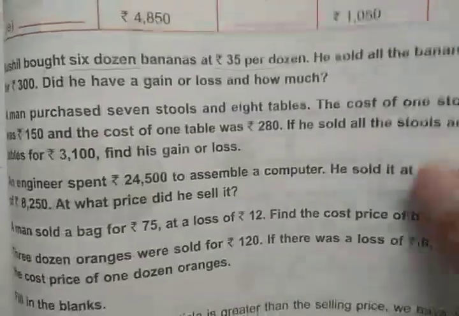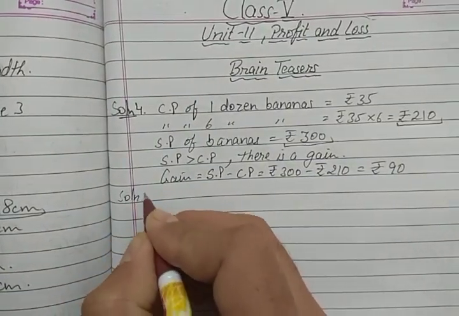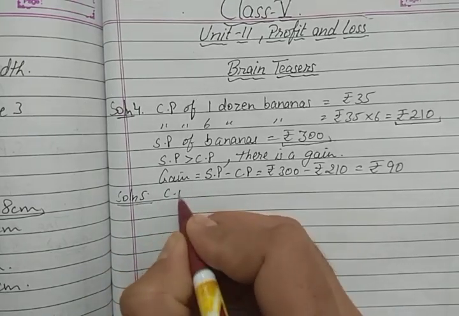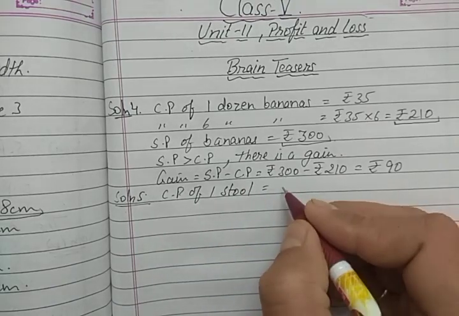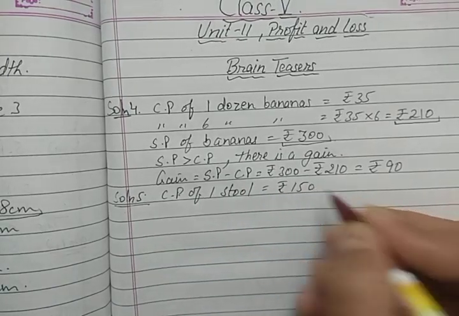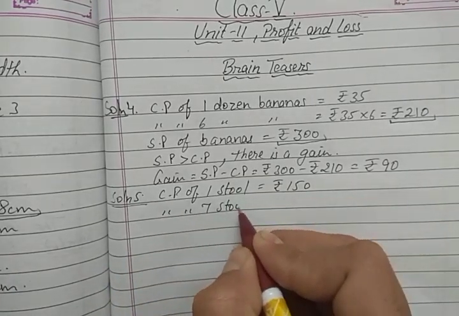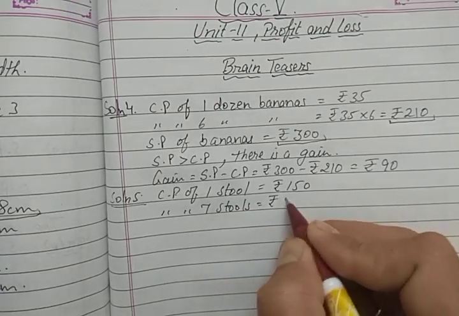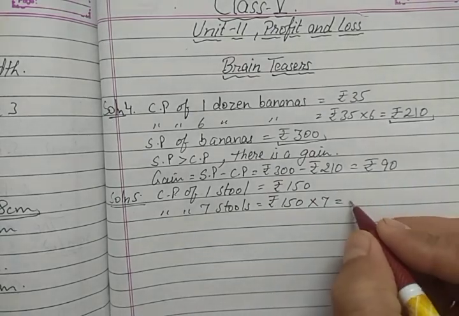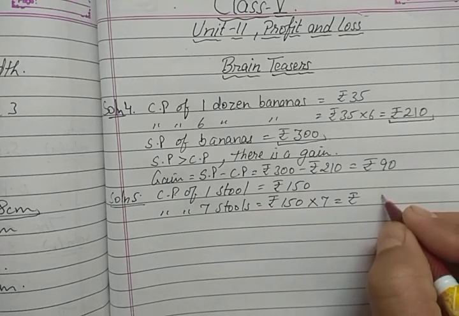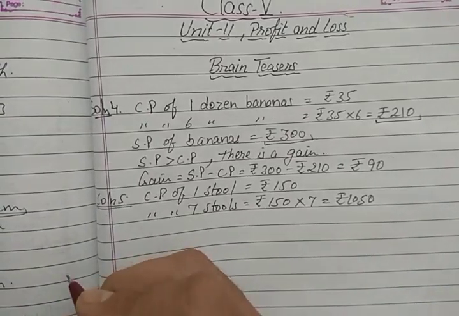Let us do this question. Solution number 5. So the cost price of one stool is given, that is rupees 150, right? And you have to find out the cost price of 7 stools. So multiply it, multiplied by 7. So that is rupees 1050, right?